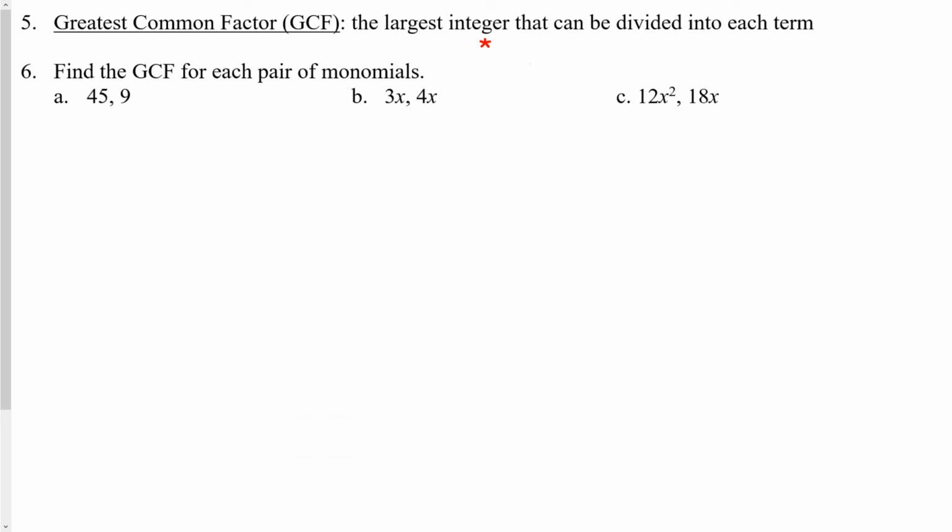The first part of factoring is looking for what's called a greatest common factor, or GCF. This is the largest integer, meaning it could be positive or negative, that can be divided into each term. And it also will at times include variables. So I'm going to talk through a couple of different ways that you could go about finding the GCF. First, if we have the two values 45 and 9, the first way you could do this would be using what's called a factor tree.